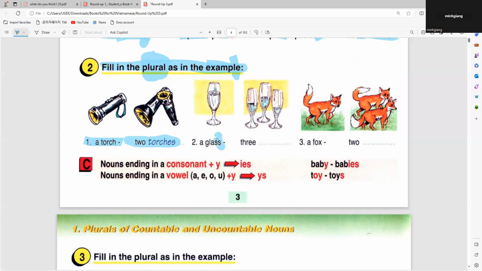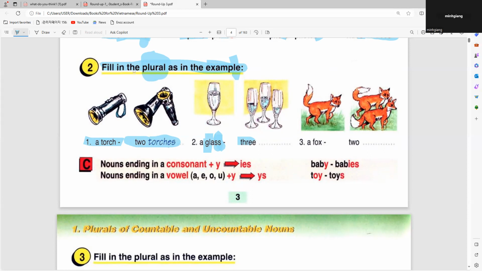Okay, number two is a glass. Only one glass. This is a glass. Letter GL, glass. Follow teacher. A glass. Okay, glass. Oh, I think it's very good. Glass. That's right, glass.